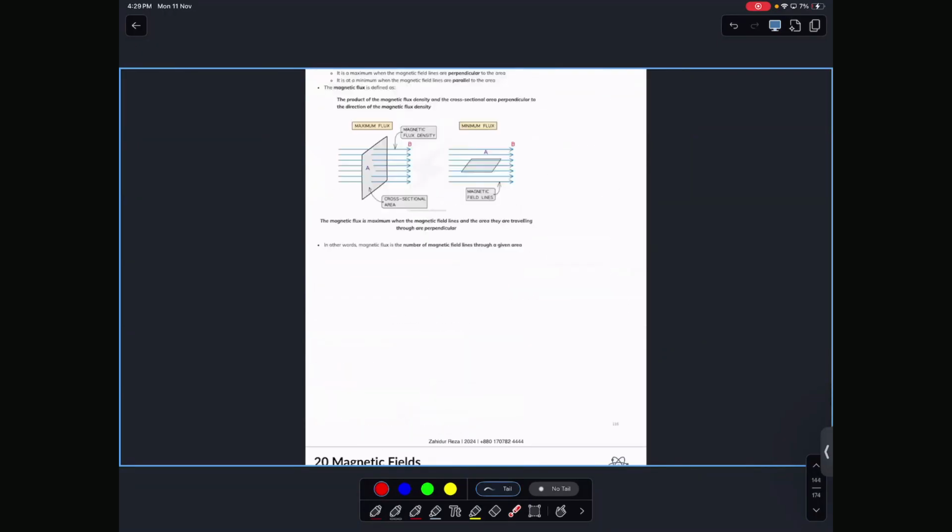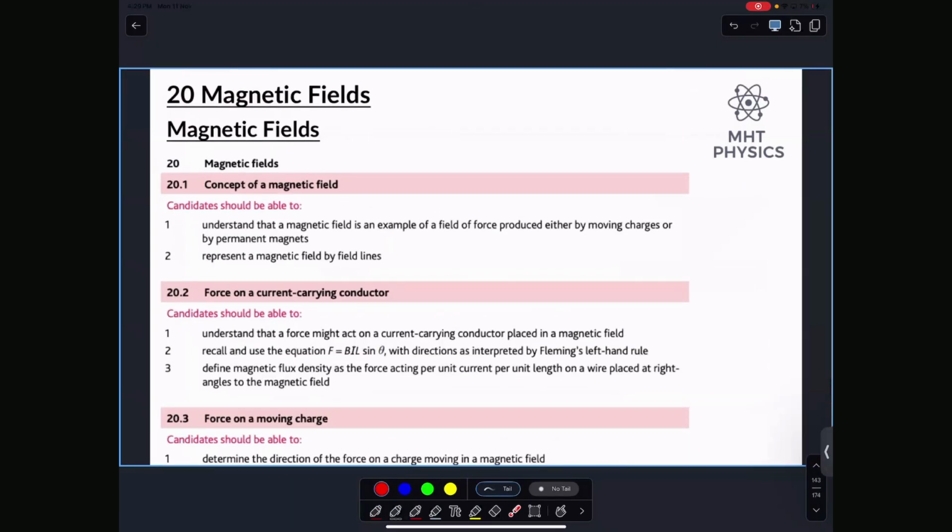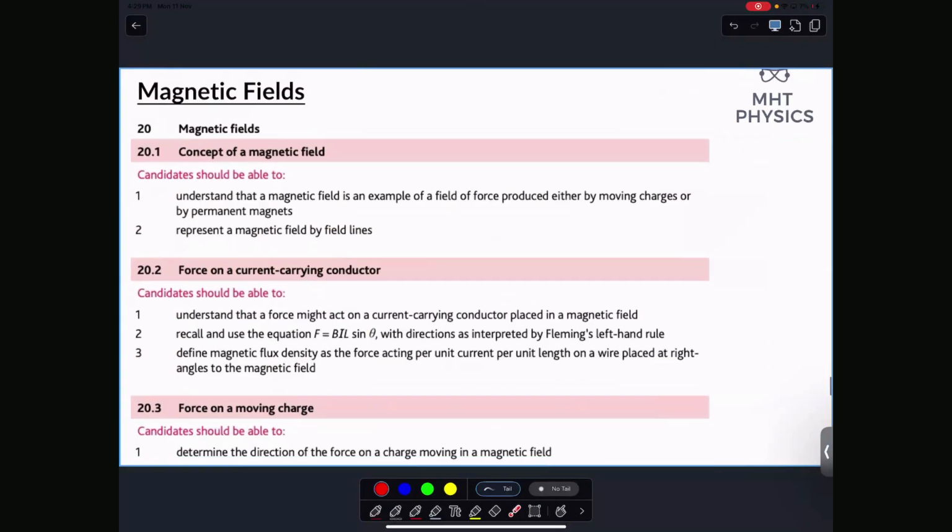Okay, so I'll start from scratch here. I'll move around a little bit here because the sequence isn't given properly. So I'll first do this one, 20.1. So what do they want us to know? Understand that magnetic field is an example of a field of force produced by a moving charge or permanent magnet. Represent a magnetic field by lines. So we have to learn to draw magnetic field lines here.